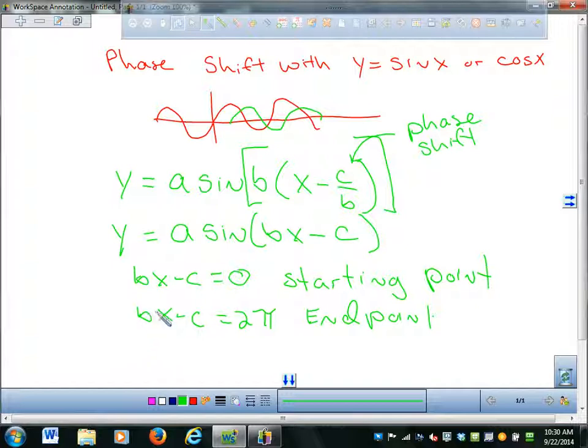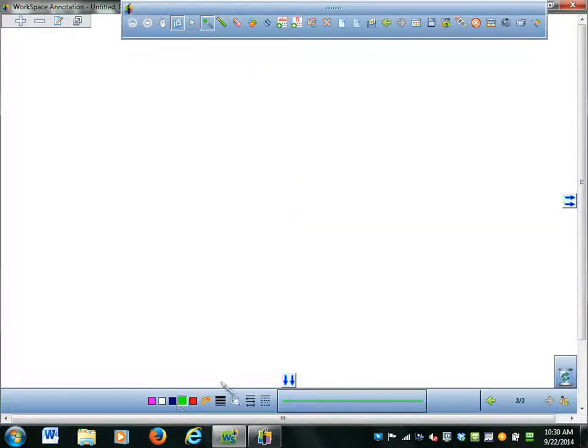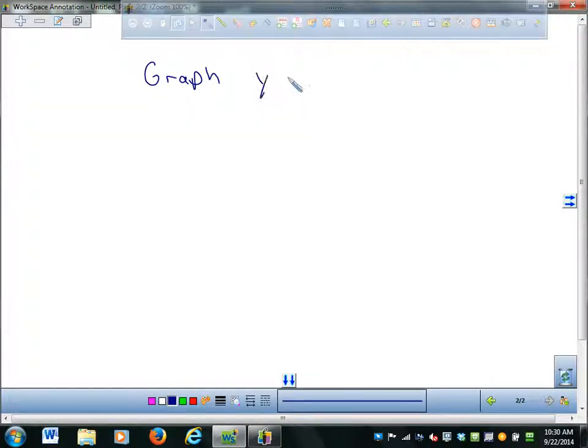Okay, so in any case, say I wanted to graph, I need a different color, don't I? So graph by hand, and you will have to do this on your next quiz. Graph by hand y equals sine of pi x, whoops, I need parentheses, pi x minus pi over 2.